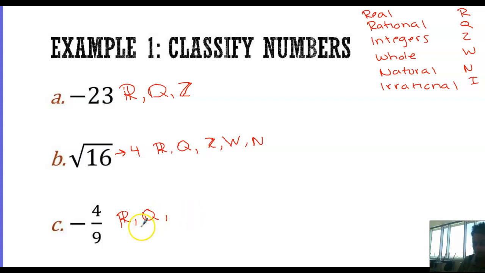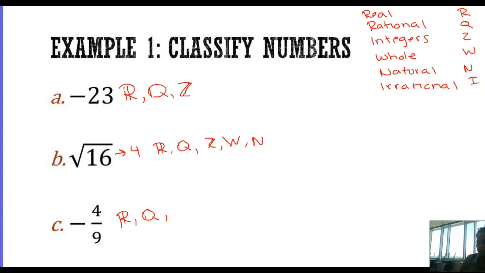And could I make an integer from this, which would be a positive or negative whole number? And no, we could not do that, because no matter how I try to reduce this number, it's just going to say -4/9. I couldn't make it into a positive or negative whole number. So it would just be real and rational.